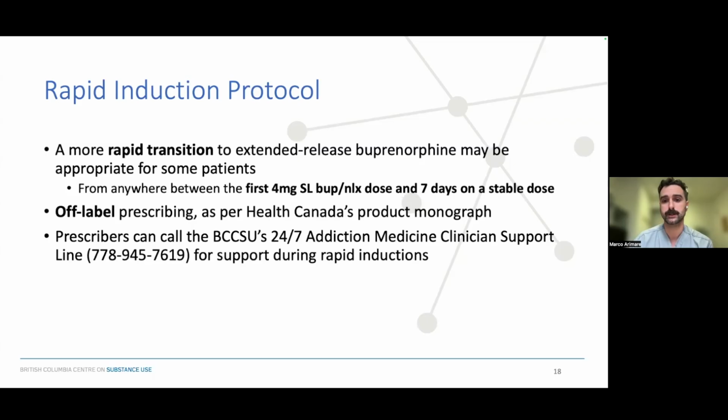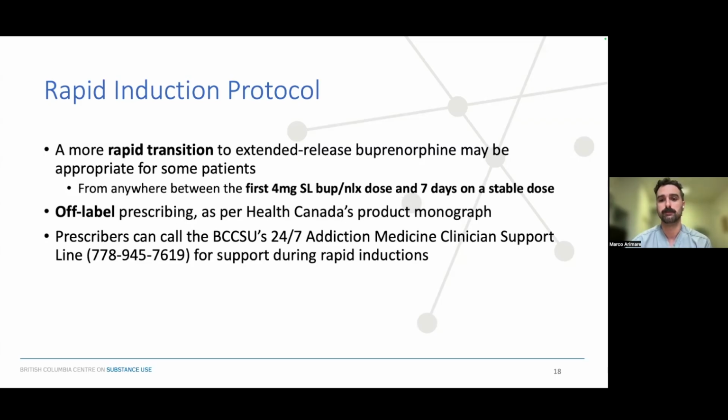But a more rapid transition to extended release buprenorphine, that is, in less than 7 days, may be appropriate for some patients. There's really no magic to the 7-day number. That was the number that was chosen in the initial trials. And I think many of us have not always necessarily been waiting until day 7 to transition, depending on client-specific factors.